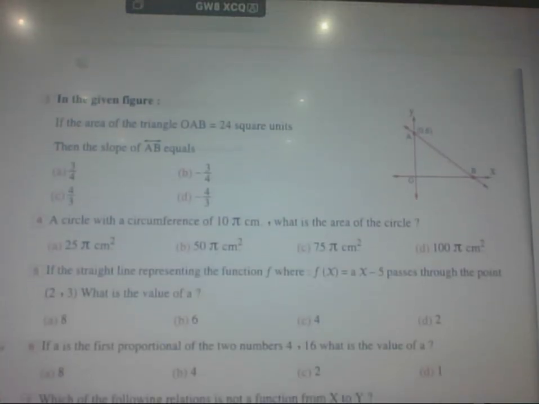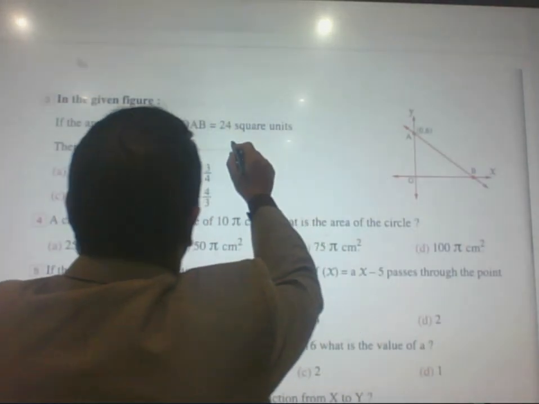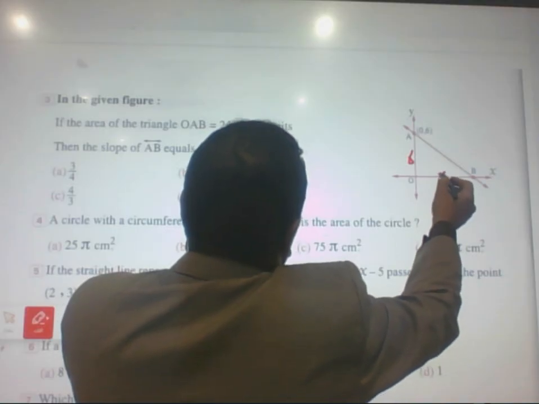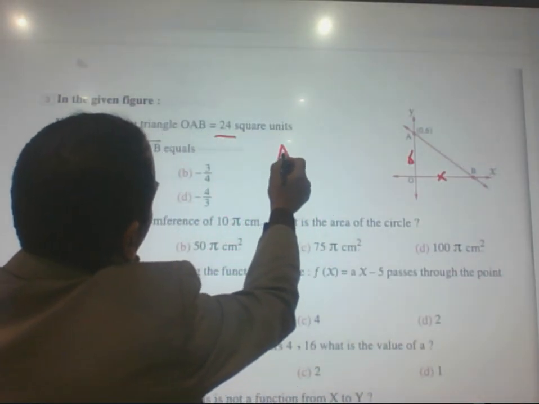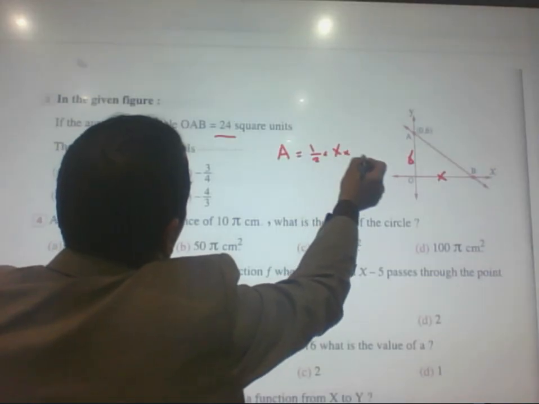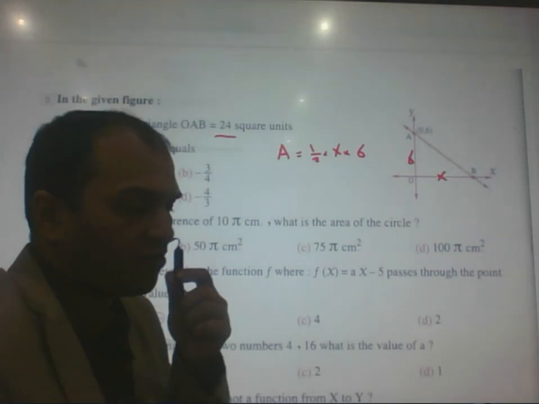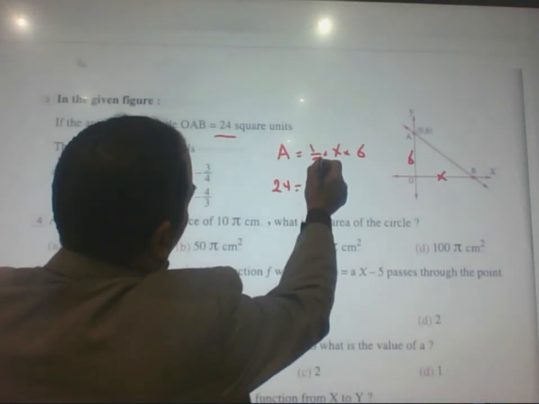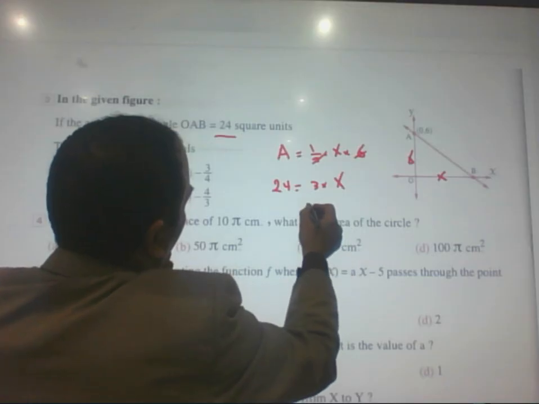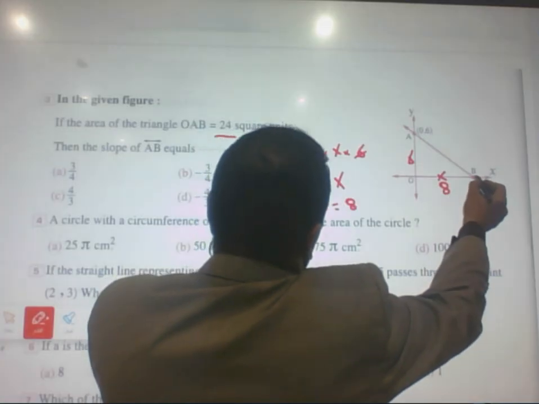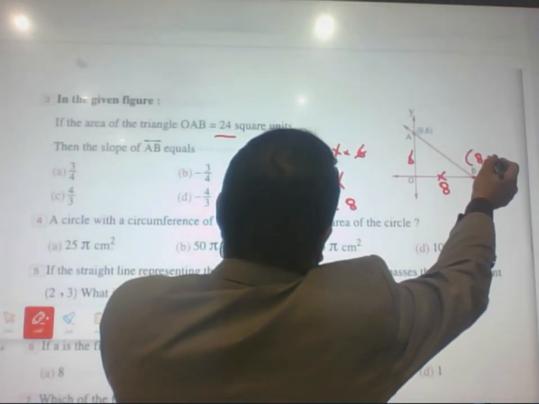The area of triangle OEP equals 24 square units. The slope of AB equals... Okay, he gives me the area was 24. This side length was 6 units. I will put the length here equal x. We know area equals half times the base times the corresponding height. He gives me the area was 24. Then 24 will be equal half of 6 is 3, 3 times x. Then x equals 24 divided by 3 equals 8. Then x equals 8 length units. Then the ordered pair of point x will be 8 and 0.